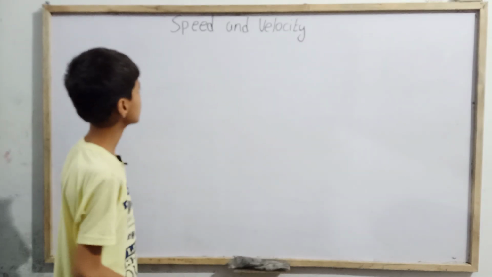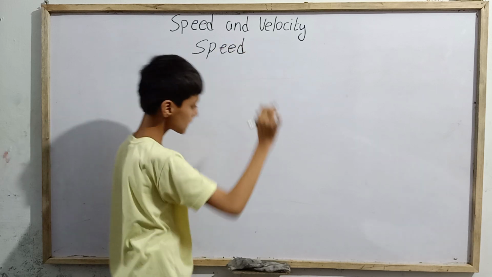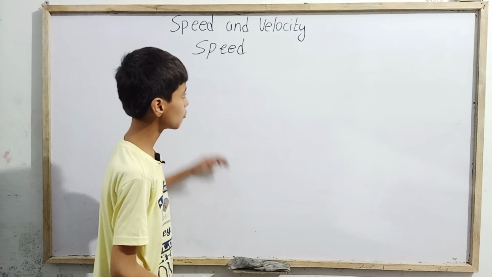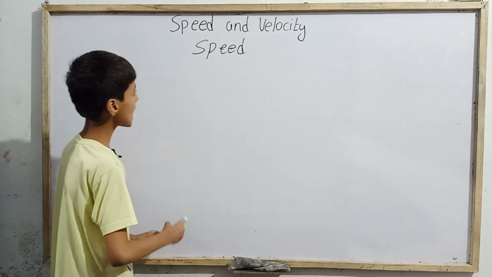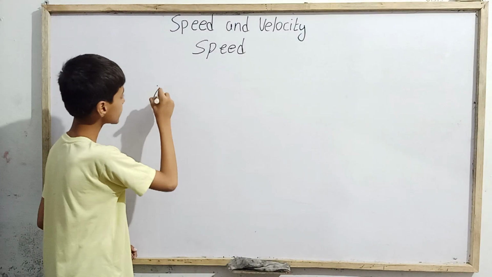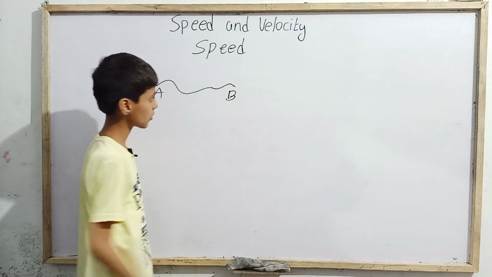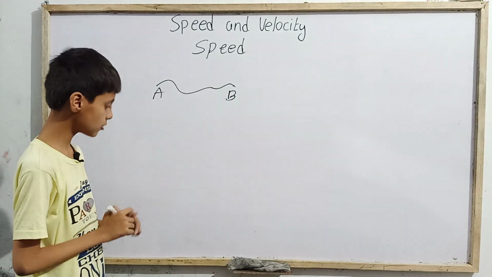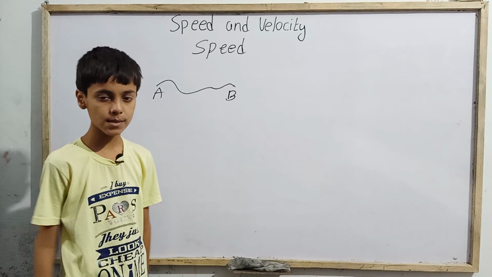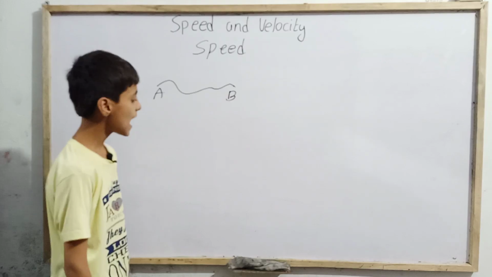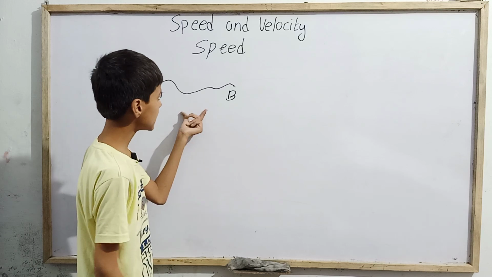Now speed. Let me write here speed. What is the speed? Since we know that velocity is the ratio of displacement with time. Imagine I am going from point A, here is A and here is B, through any path. Through this path I am going from point A to point B. This is my distance, of course. If I make a straight line, this is my displacement.